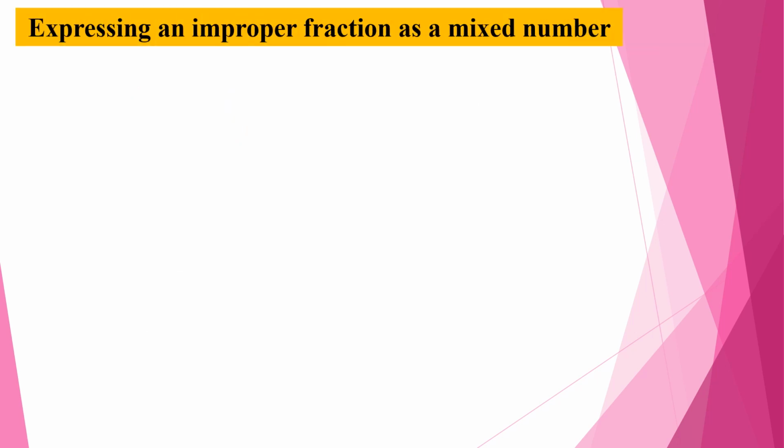Now we have to do the reverse process of our previous session. Now we are going to convert improper fractions into mixed numbers. Suppose you have given 13/5. Now I want to convert this improper fraction into a mixed number. How can we convert?